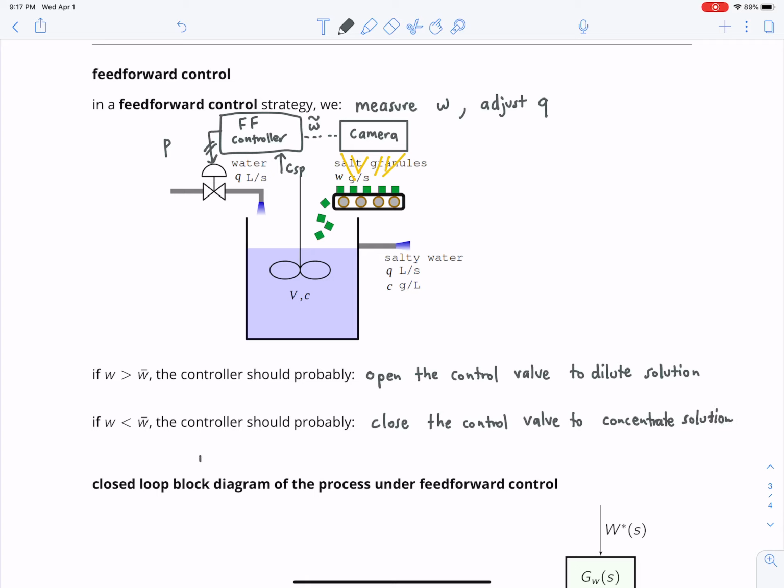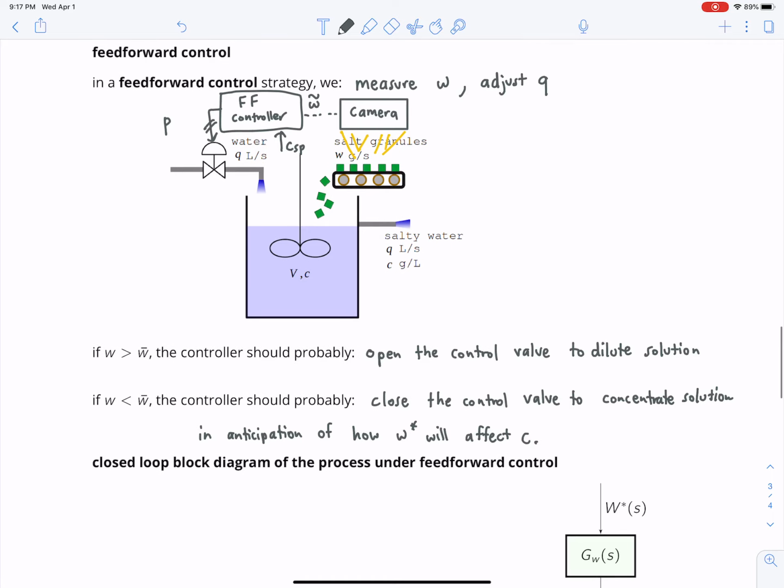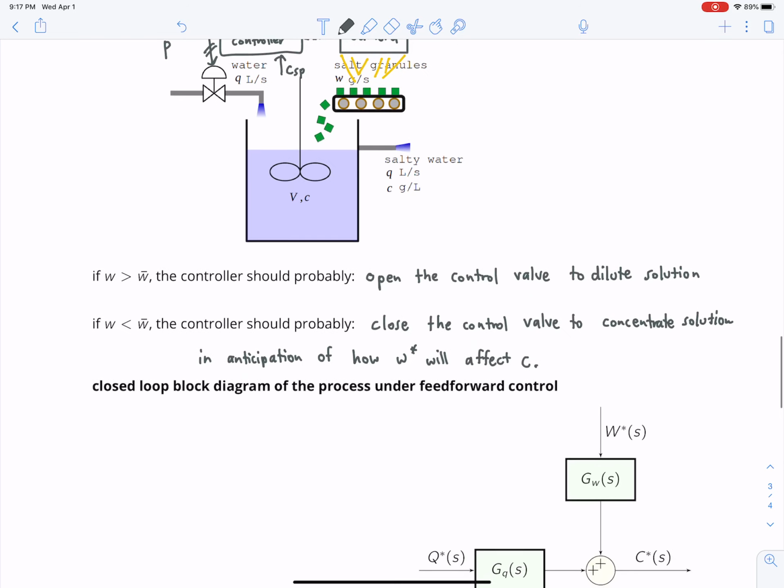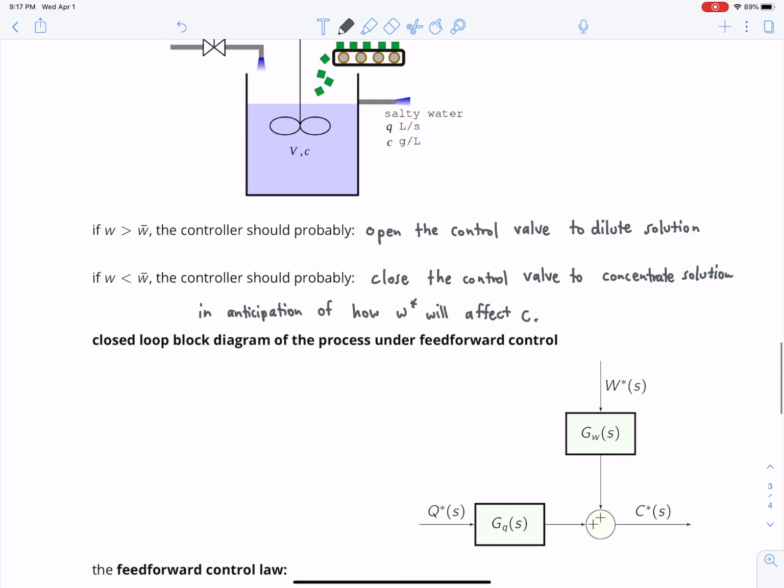And so both of these are in anticipation of how W star, the change in W, will affect C. In the first, we anticipate if W jumps above its steady state value, it's going to make it more salty. In the second, we anticipate it will make it less salty. So we take action.